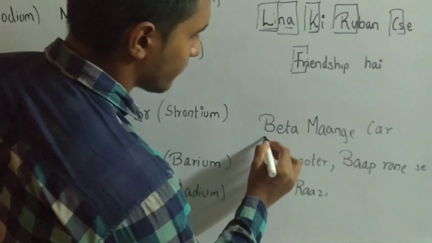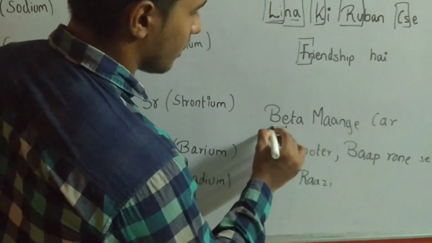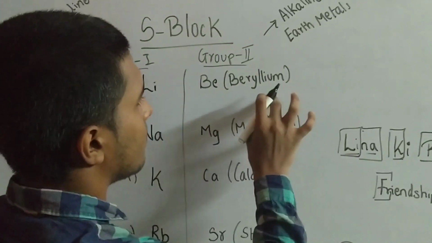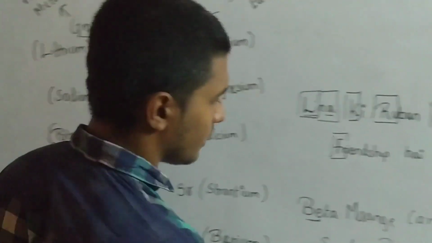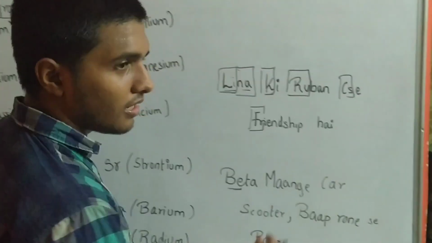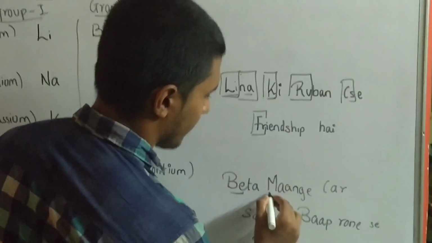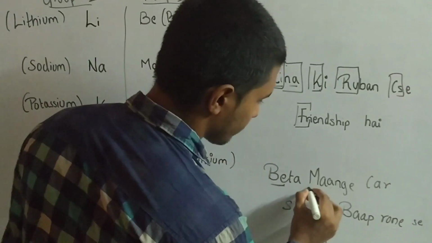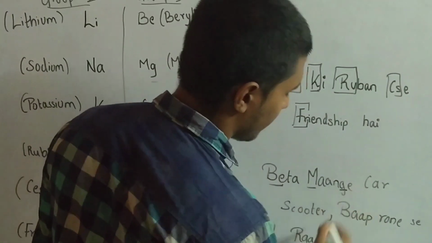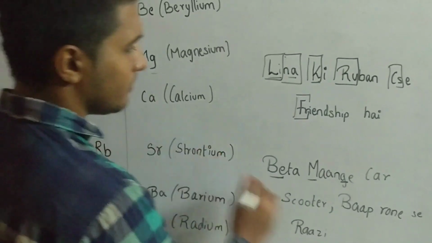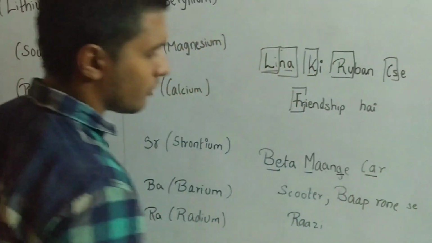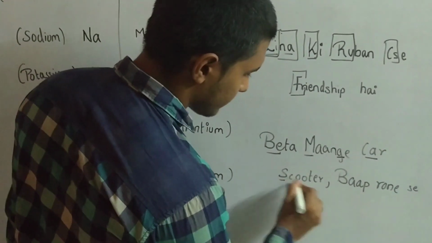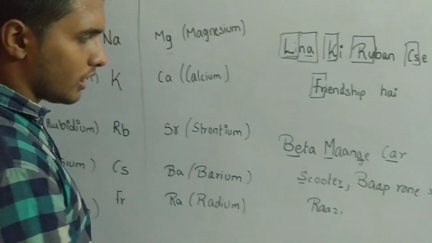How? We will see. Beta, in this particular word, Be, the first two letters, is the symbol of the beryllium element. Then mange, in this there is a tricky way to understand. In mange, I have to dig out magnesium. So M and G: the M, the first letter, and the G, the second last letter. Next is calcium, again the first two letters of car. Strontium, scooter. Again, there is a tricky way: S and the last letter R of scooter.